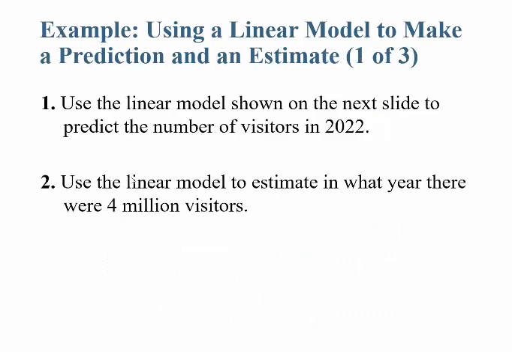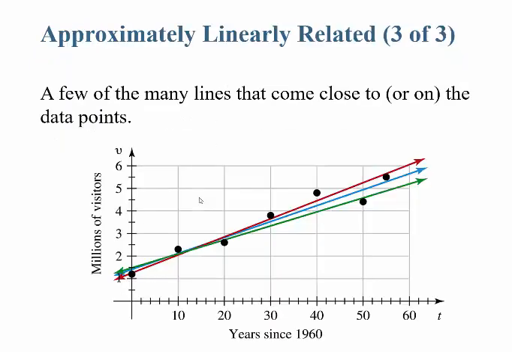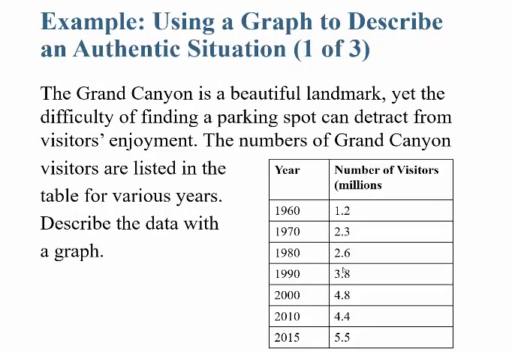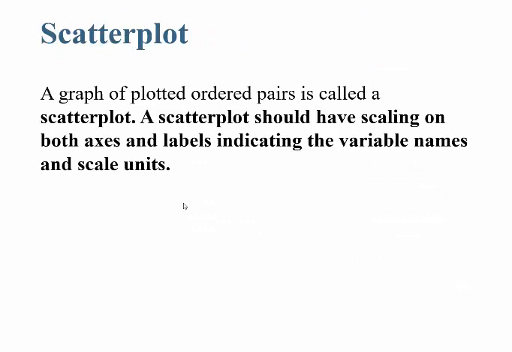And then the next thing I want to do is use the linear model to estimate in what year there were 4 million visitors. So how many will there be in 2022, and when did we have 4 million visitors? Just to go back and look at the table, we see that we had 3.8 million in 1990, and then 10 years later in 2000, we had 4.8. So somewhere between 1990 and 2000, there's going to have been 4 million visitors. It's our job to find them.